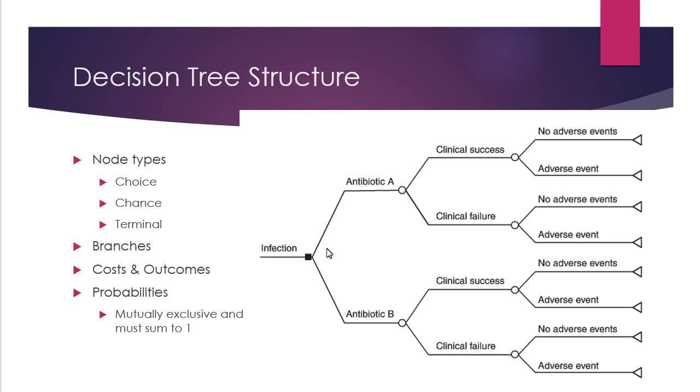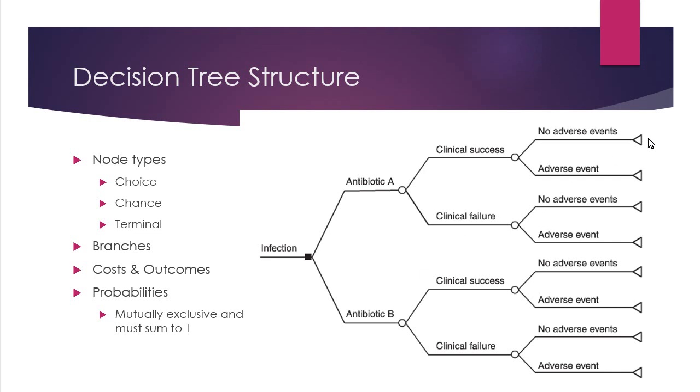And then there are costs and outcomes associated with each of these pathways. If you pick antibiotic A, there's a cost associated with using antibiotic A. There's a cost for clinical success too, and there's also a cost for adverse events and no adverse events. If you go down a specific pathway, the total cost is the summation of the costs associated with each of these states. No adverse event, the cost of that. Add to that the cost of clinical success, if any, and add to that the cost of the antibiotic, if any. And the same thing applies to the antibiotic B option.